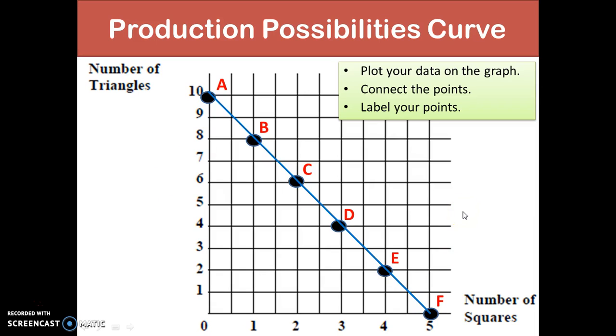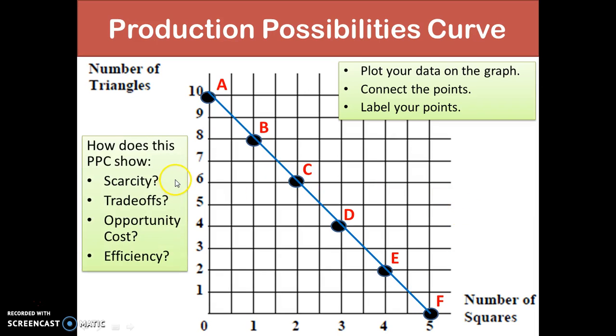And then as we look at this PPC that we created, we should be able to identify how it shows scarcity, trade-offs, OC, and efficiency. Scarcity, because we can only produce on the line or inside the line. We cannot produce out here. We have limited resources. Our resources included our land. Students were only given a specific amount of land. They had scissors, physical capital. They had themselves for labor. But if we were to put students together and combine their resources, well, then we could produce a lot more. And that's when we would push our curve to the right.